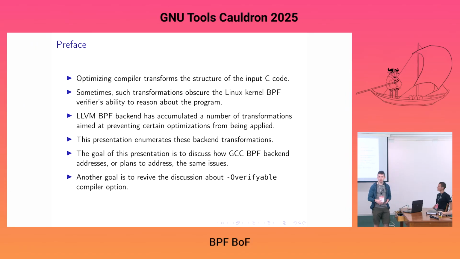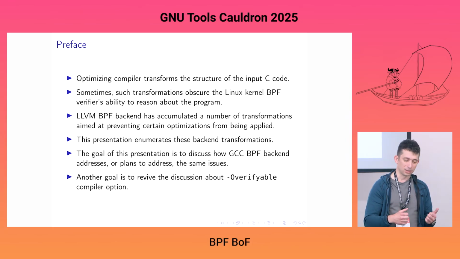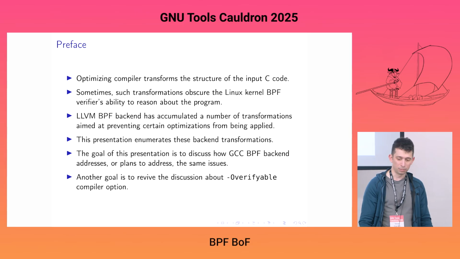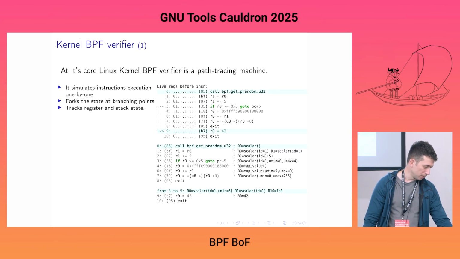Optimizing compilers optimize, and they do this by transforming the code. The BPF verifier is a somewhat fragile thing. Some semantically valid transformations can confuse it. So a program that can be verified if compiled as written may not be verifiable after optimization. Over the years, the LLVM BPF backend accumulated a number of rewrites which effectively block some optimizations from being applied.